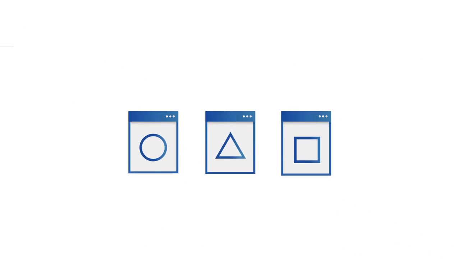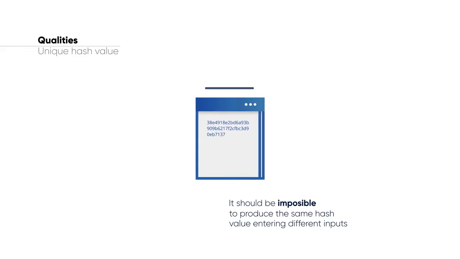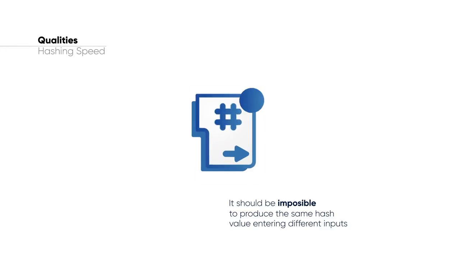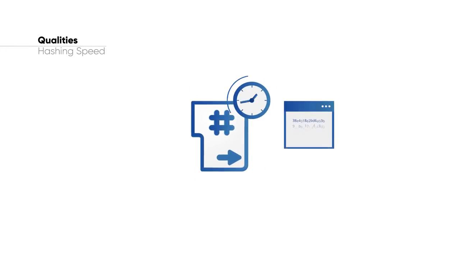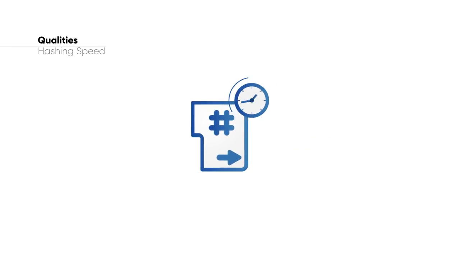Each hash value, or output, has to be unique. This means that it should be impossible to produce the same hash value entering different inputs, and therefore the same message should always produce the same hash value. The hashing speed is also an important factor. A hash function should be quick to produce a hash value.